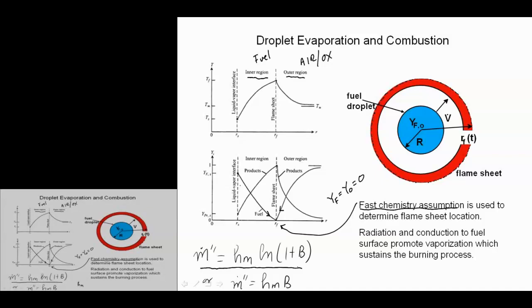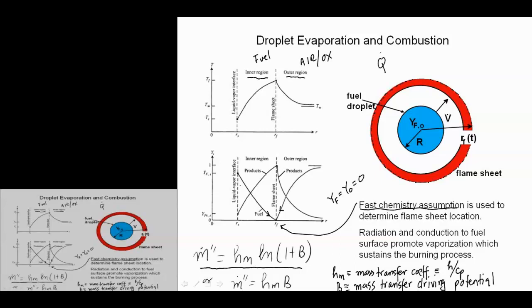So just to remind you, HM is the mass transfer coefficient, and we can find it by dividing the heat transfer coefficient by C sub P. B is what we're going to spend a lot of time thinking about in this particular lecture. B is the mass transfer driving potential. And this is the quantity that will allow easy calculation of this mass transfer rate. I want to make sure that we're clear on this.